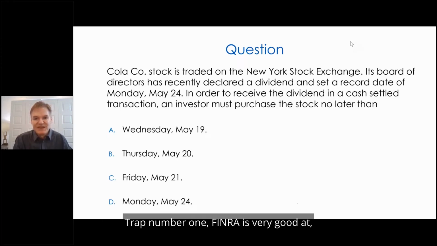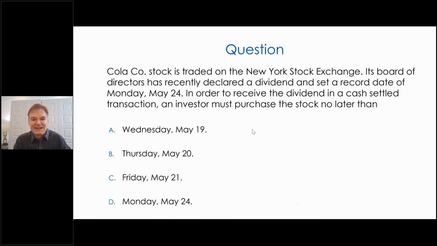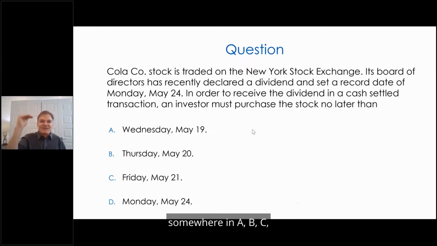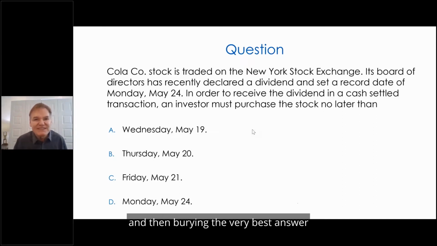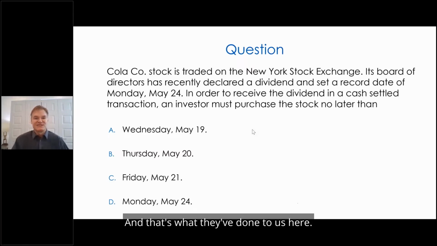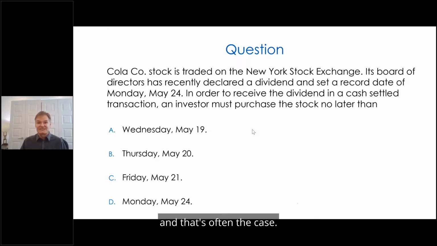Trap number one, FINRA is very good at giving you the beautiful answer to a different question somewhere in ABC, and then burying the very best answer down at the bottom, D. And that's what they've done to us here. I want to point something out to you. The real meat of this question starts with the last sentence, and that's often the case.